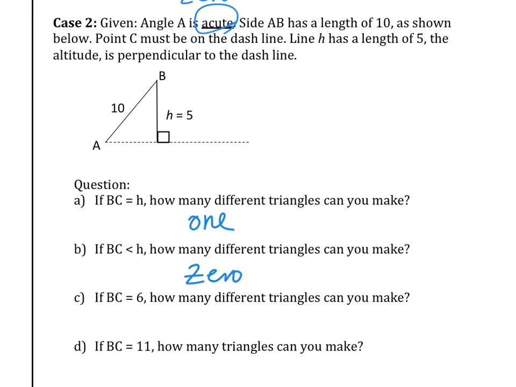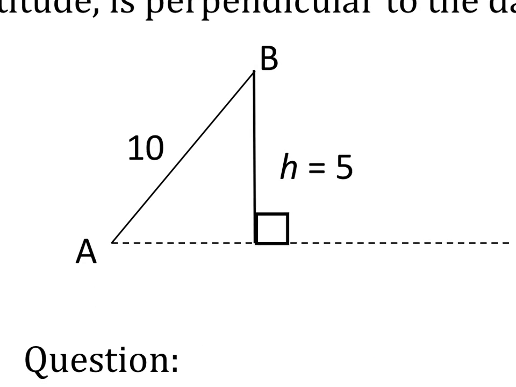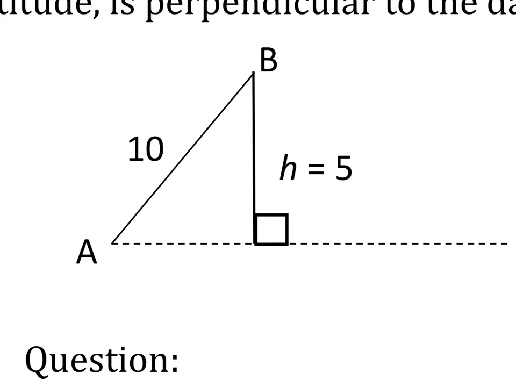If BC is 6, how many triangles can you make? 2. If it's 6, where is 6? So the altitude is 5, right? This side is 10. 6 is somewhere between 5 and 10. So it could be here or here. Does that make sense? 6 is between 5 and 10. So it has to be somewhere in between here, or it could be here as well. Okay?